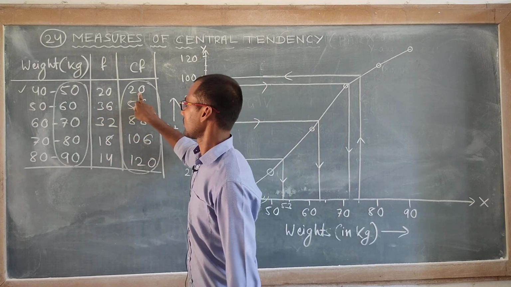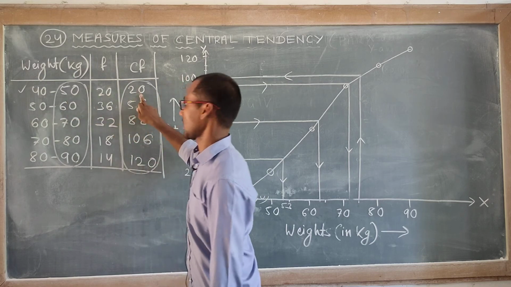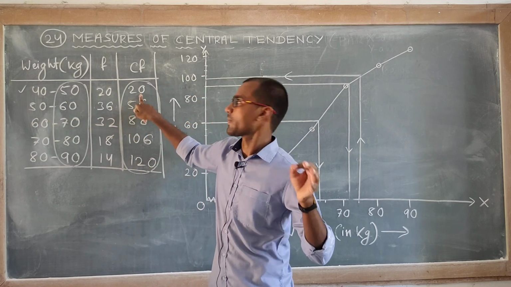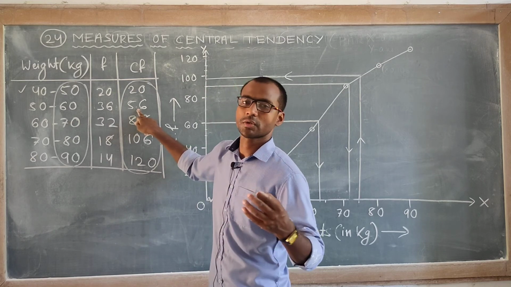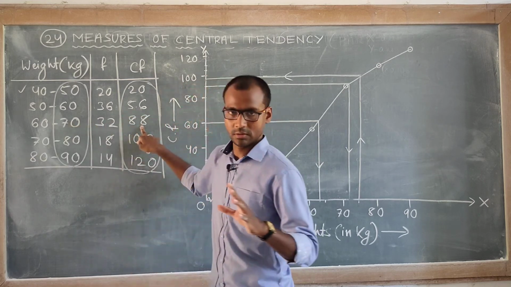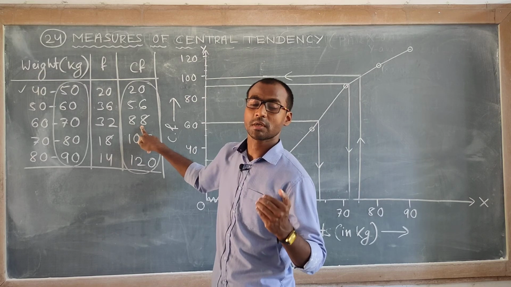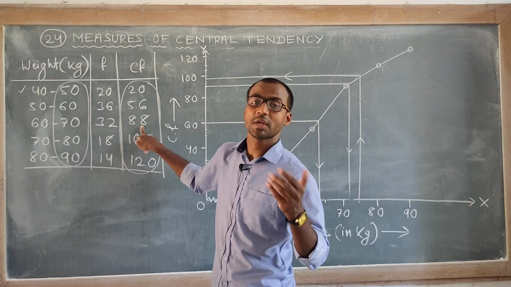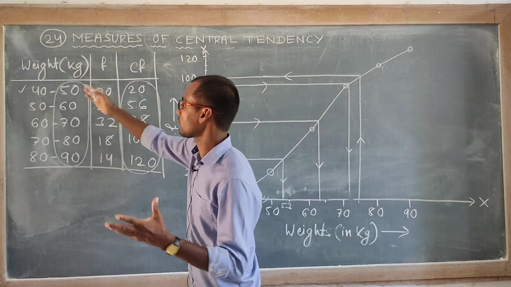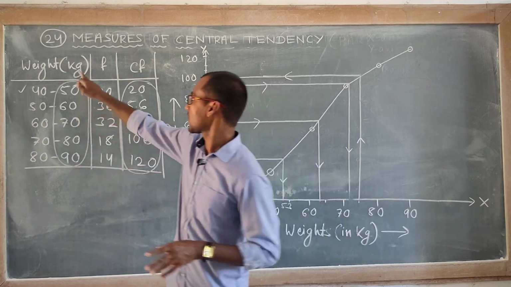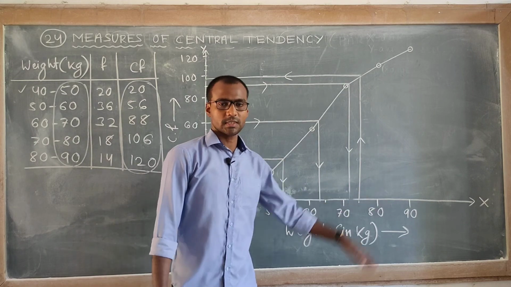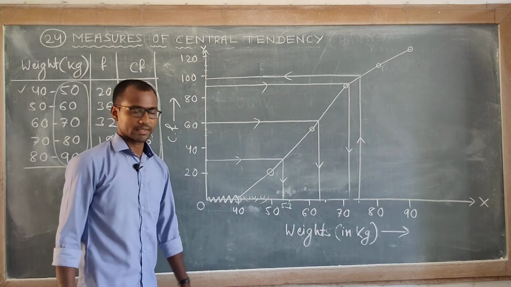Then 20. Below 50 means 20. What is the number of students who are below 60 kg? 56. Direct answer. What is the number of students who are below 70 kg? 88. But here the question is, what is the number of students who are below 48 kg? So here we cannot find. We have to move to graph paper. Again, 48 kg is on the x-axis. It is represented on the x-axis. So you have to start from the x-axis.